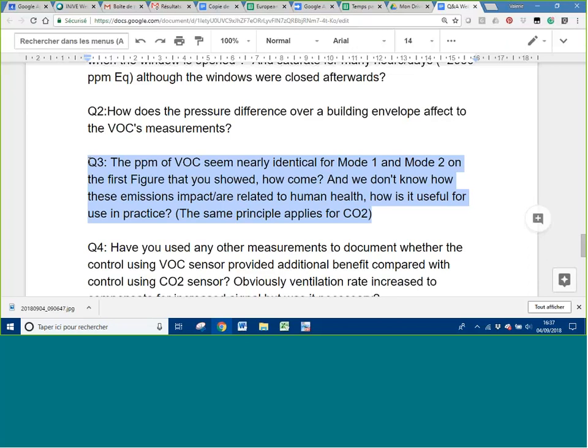Now, the VOC seems similar during mode 1 and mode 2. That is true in the sense that there are high peaks in both situations, and the flow rate of the system was not of the order of magnitude that it was able to, let's say, overcome the peak. It could not keep the VOC concentration at a lower concentration by just mixing it away from the space.